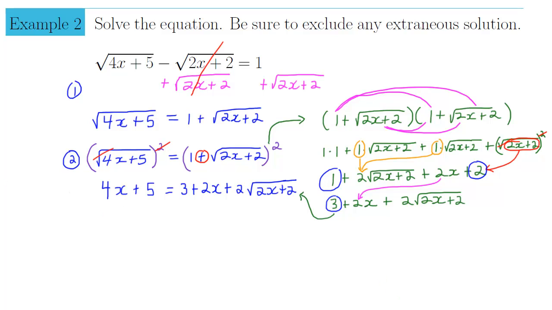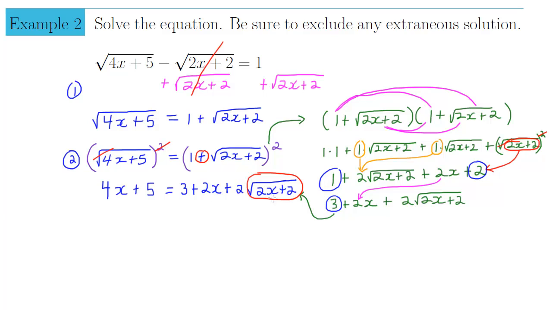As you can see, after doing this huge foiling problem and simplifying the right side the best we could, we still have a square root left. Okay, we only got rid of one of our square roots by squaring both sides, which means we have to again isolate the square root and square both sides one more time.